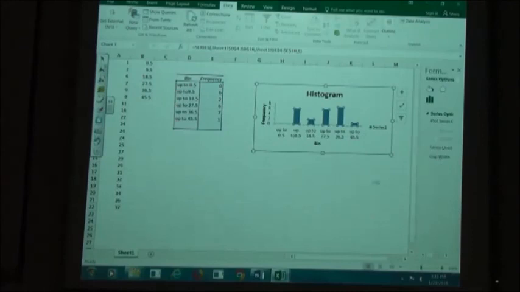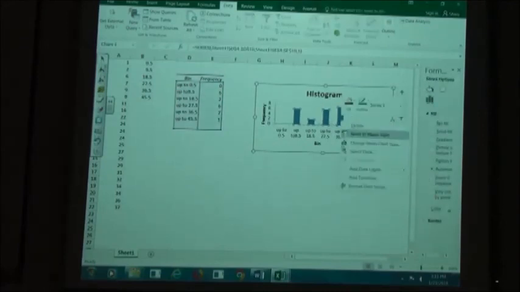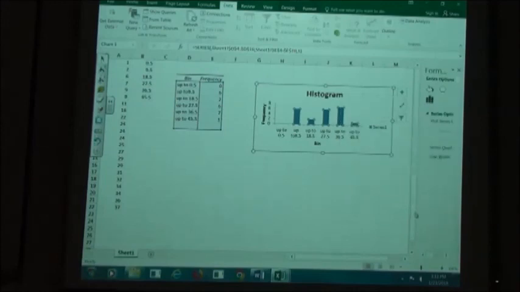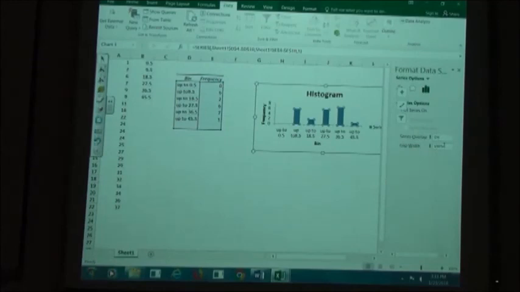It's hiding. So if I click on my bars and right click and go to Format Data Series, it's hiding over here. See, there's a gap in between there. If I change my gap to 0, now it looks more like a histogram.